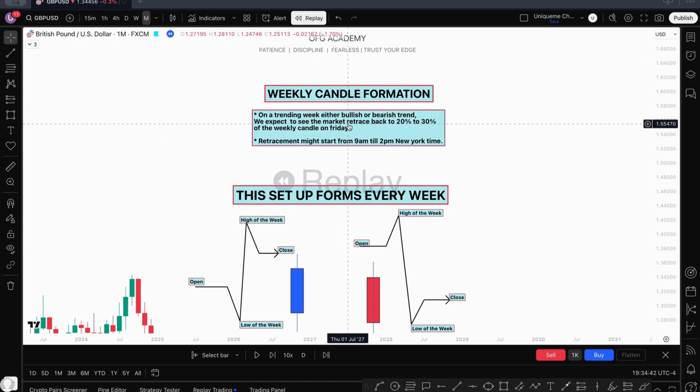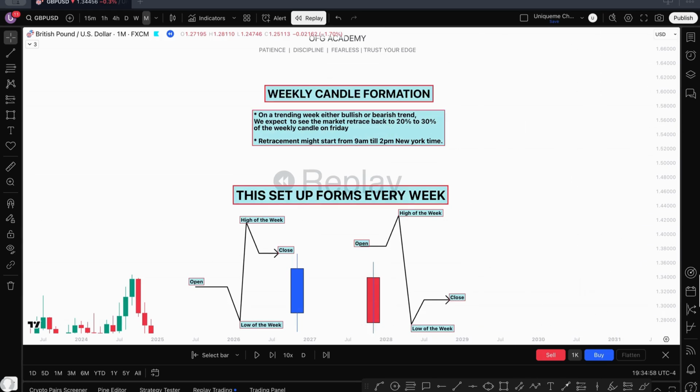Now, I'm going to start with the first one based on how he taught me. On a trending week, either bullish or bearish, we expect to see the market retrace back 20 to 30% of the weekly candle on a Friday. The retracement might start from 9 a.m. till 2 p.m. New York time.